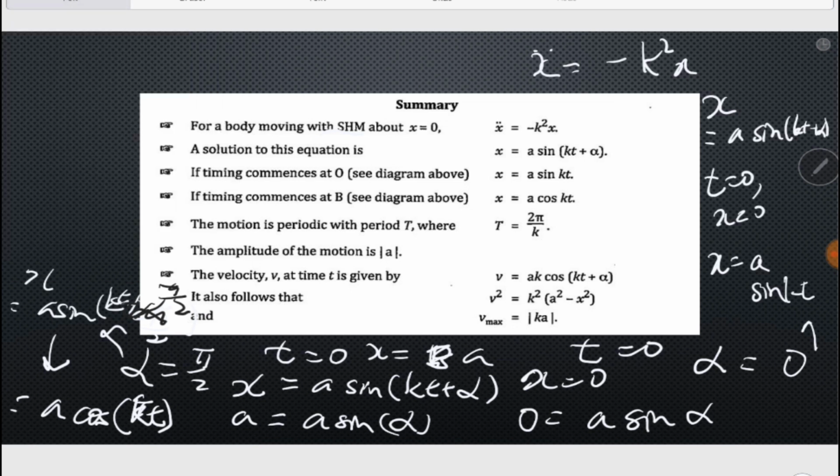The time that is taken for a cycle, meaning if you know the graph to be something like this, and this is one cycle, would be simply expressed by 2 pi over k. And as we derived just now, the v and the v squared would be what you would use in a simple harmonic motion. And to find the maximum velocity, you will just simply get a magnitude of ka. And that will be all for simple harmonic motion.